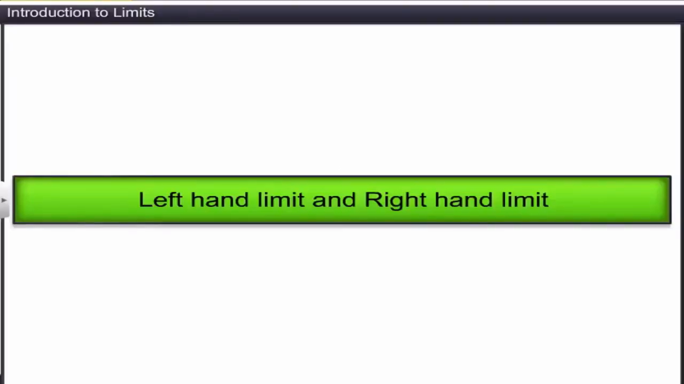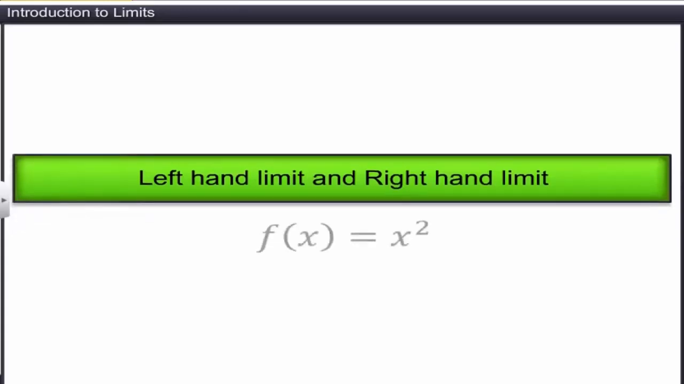Once we have an understanding of the concept of the limit of a function, we can use the concept to analyze functions. To understand this, let's take the function that represents a parabola again.